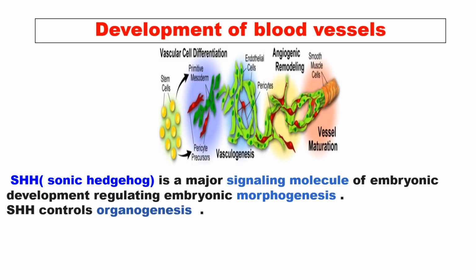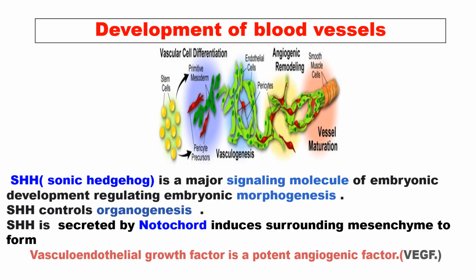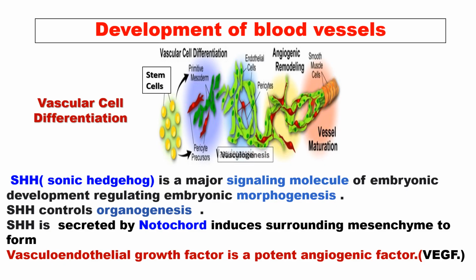The development of blood vessels is basically important, and it is sonic hedgehog, a major signaling molecule of embryonic development, that regulates embryonic morphogenesis. Sonic hedgehog controls organogenesis. It is secreted by the notochord, which induces the surrounding mesenchyme to form vascular endothelial growth factor, a potent angiogenic factor, which helps in vascular cell differentiation initially from the stem cells, followed by vasculogenesis and vessel maturation.